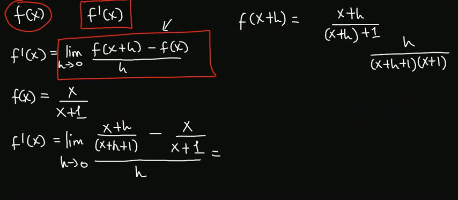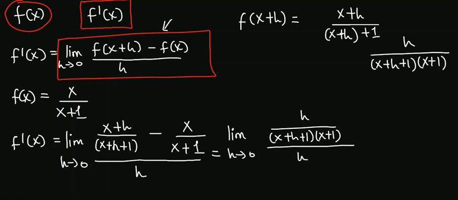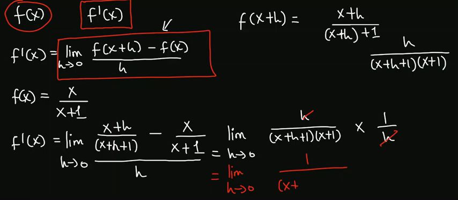Now you're going to have the limit as h approaches 0 of h divided by x plus h plus 1 multiplying x plus 1, all this divided by h. But you know that we can write this as this divided by h, and when we do the reciprocal, we are just going to have times 1 over h. Then this h and this h will cancel out, so at the end we are just going to have the limit as h approaches 0 of 1 over x plus h plus 1 multiplying x plus 1. So let's do the direct substitution and see what you are going to have.